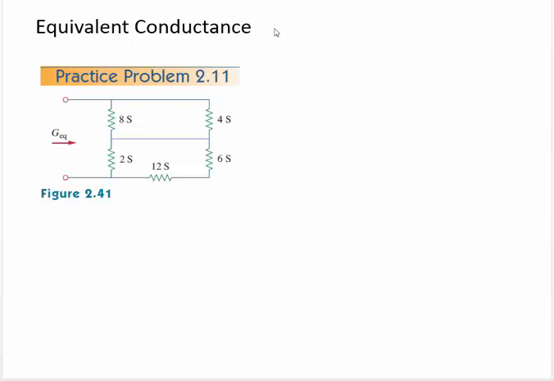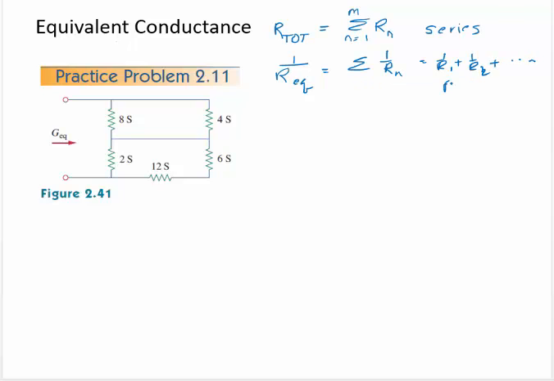So first, recall that for resistance, R total or R equivalent for resistors in series is the sum of the resistors. And for parallel resistors, it's 1 over R equivalent equals the sum of 1 over the resistances, which is 1 over R1 plus 1 over R2 plus ... So this is for resistors in parallel.